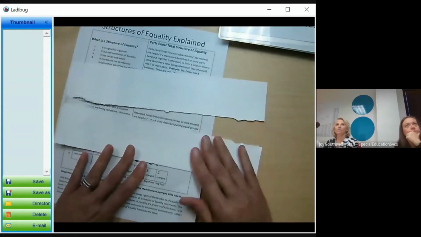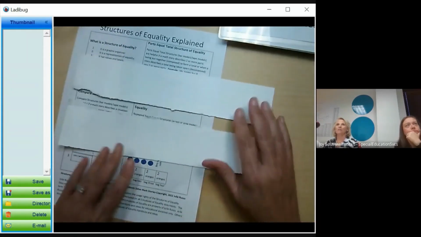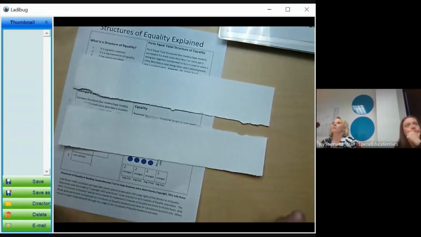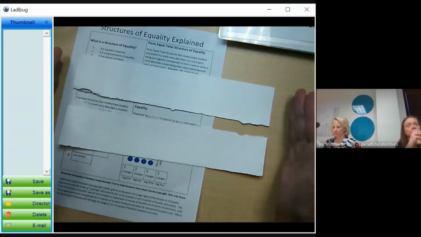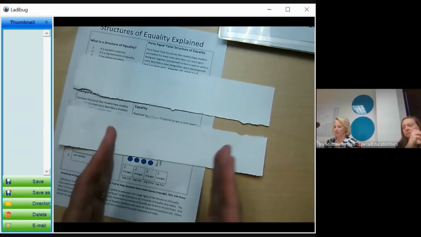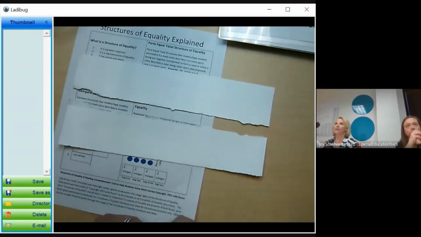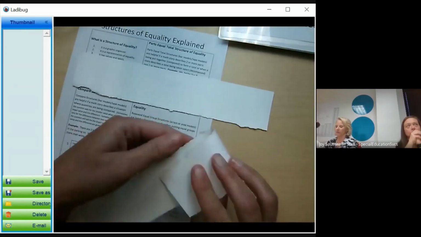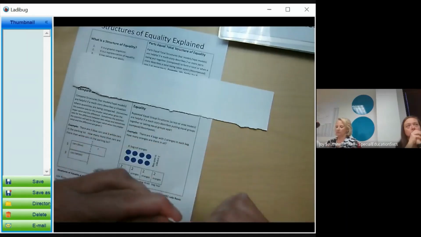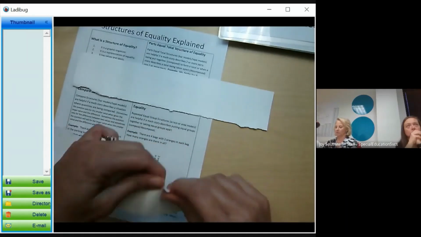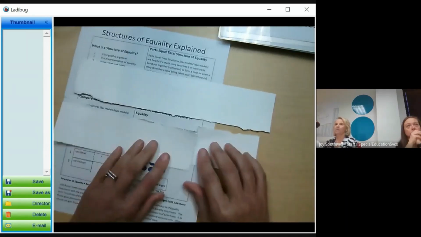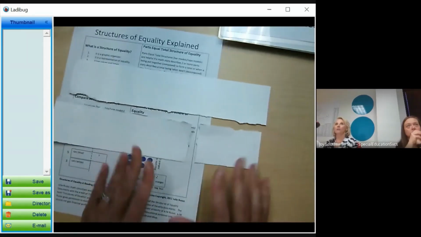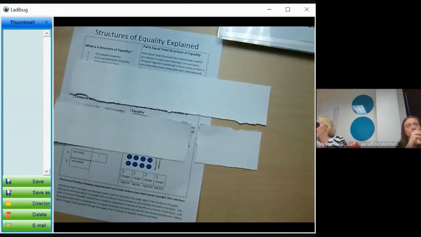So this is my structure of equality. When the students get so they understand the structures of equality a little bit more, I always have 2 bars like this, and then the bottom or the top bar can be divided up into the parts. When we're just starting to learn about structures of equality, I give them 2 parts bars like that. So go ahead and show me that.